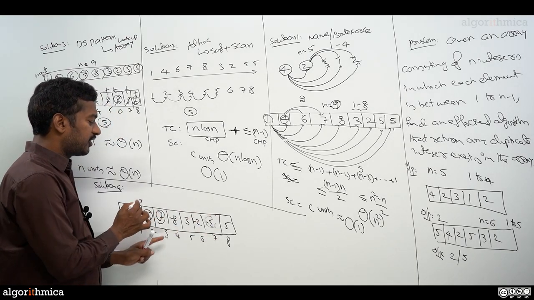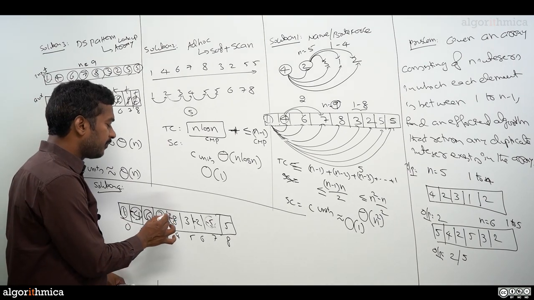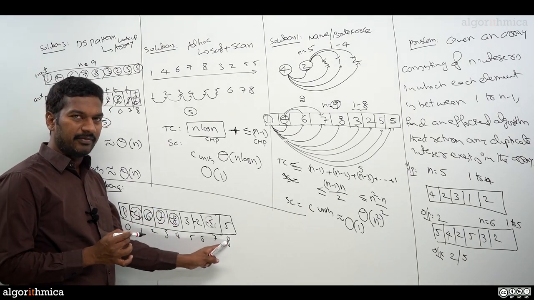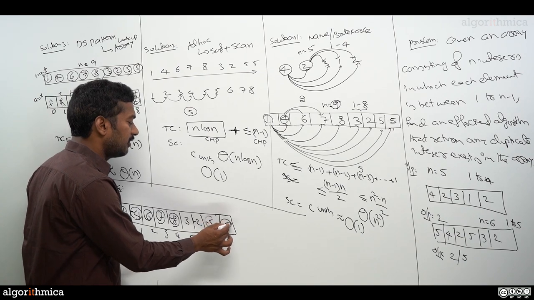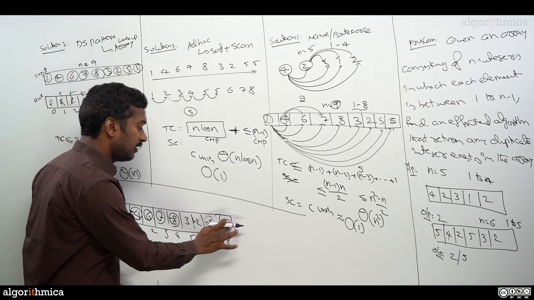Now, 7 is finished up. Minus 8, take the absolute value, go to 8. First time you are seeing it, so negate this value.